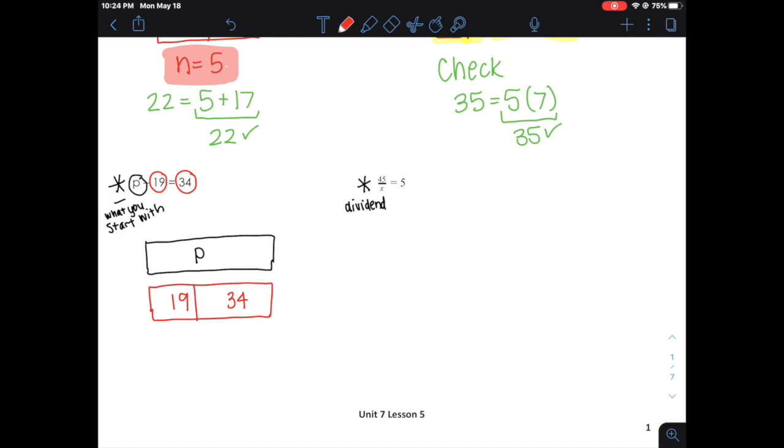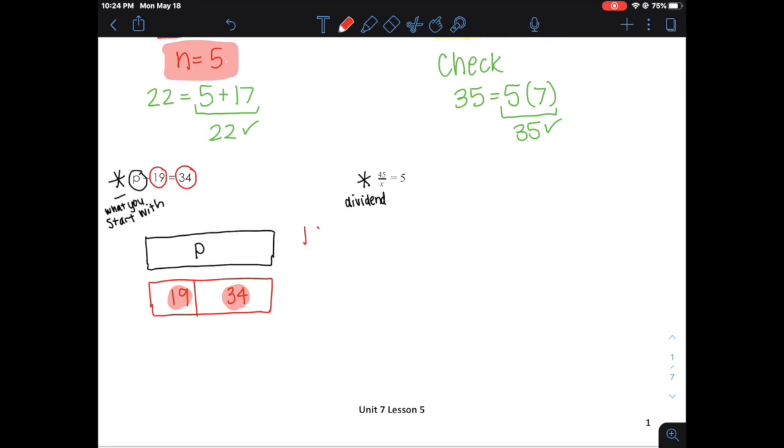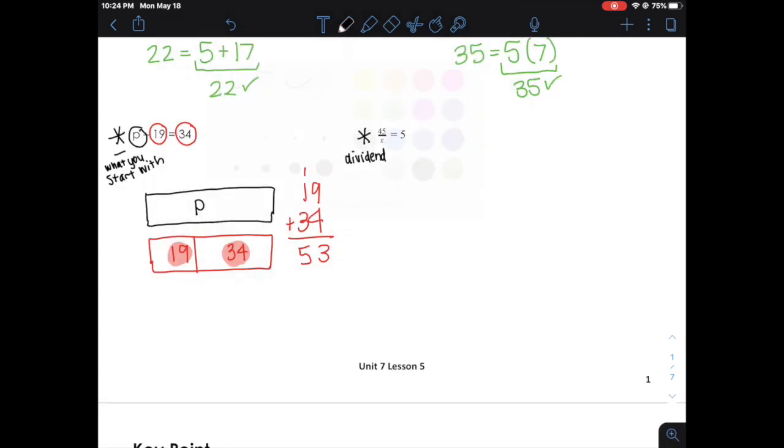Okay, so for this one, we know our parts. We don't know our total. So we are going to add our parts up because the length of the two parts together is going to be the same length as P. So we're going to do 19 plus 34. Okay, so 9 plus 4 is 13. Carry the 1. 1 plus 1 plus 3 is 5. Okay, so P is going to equal 53.